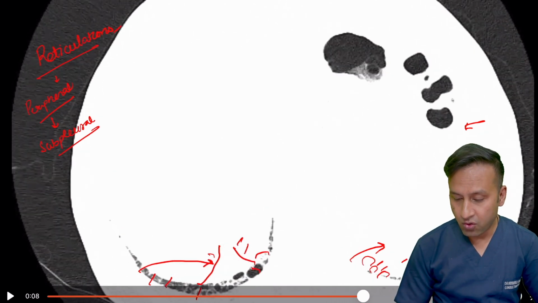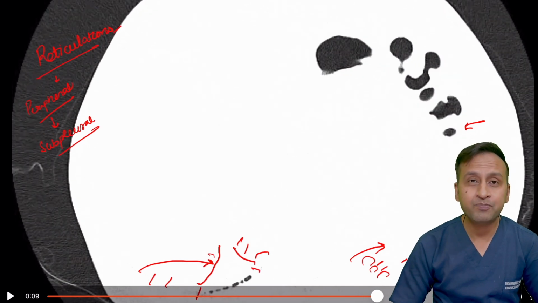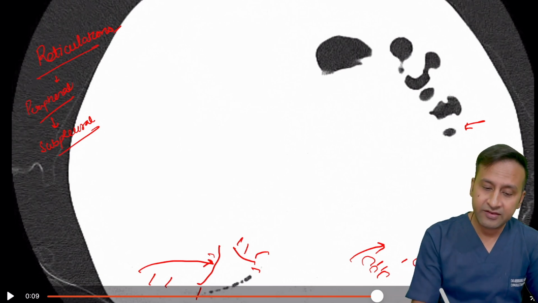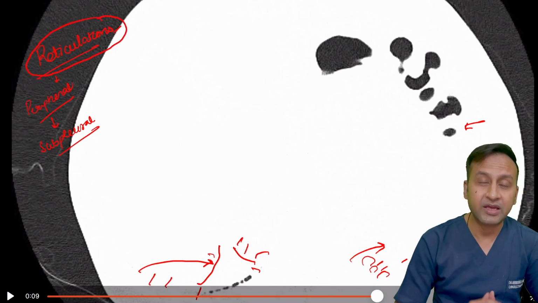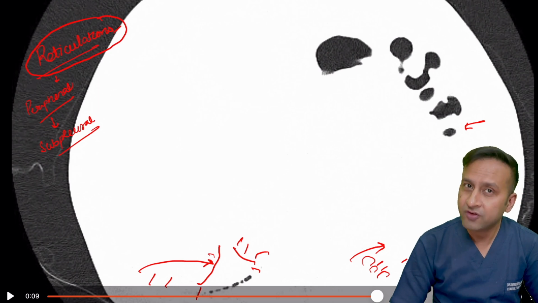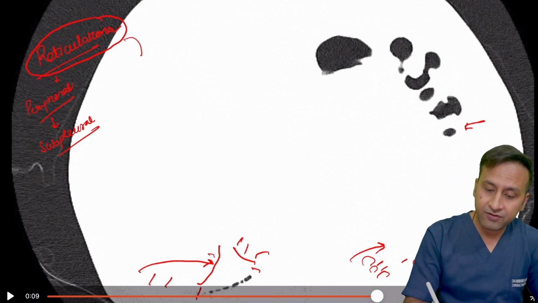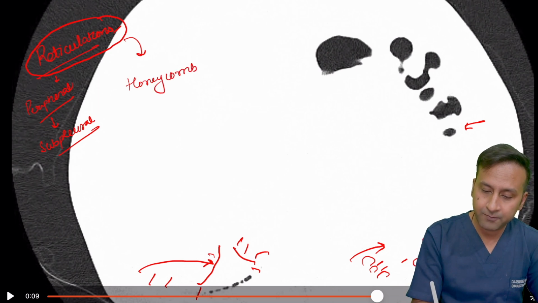So this is all about our case number one. And I hope everybody would now be able to enumerate the findings. We can see that there is a reticular pattern in the form of intralobular as well as interlobular septal thickening. And we can also see that there are early areas of honeycombing.